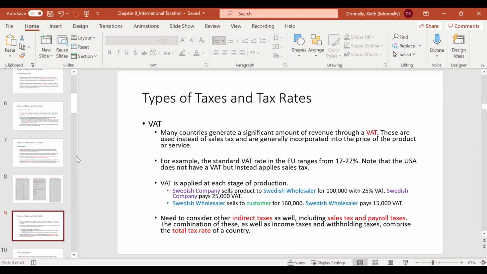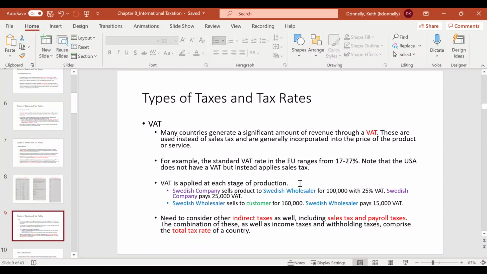The next thing we have to be cognizant of here is a VAT, right? A value-added tax. Now, this is probably a foreign concept for many of you guys, like literally a foreign concept, because we generally don't have a VAT in the United States. However, the rest of the world, especially in Europe, does impose a VAT. So what's the idea here with a VAT, right? Many countries generate significant income through a VAT. These are used instead of a sales tax and are generally incorporated into the price of the product. So for example, the standard VAT in the EU ranges from 17 to 27%. Note that the USA does not have a VAT, but imposes sales tax instead.